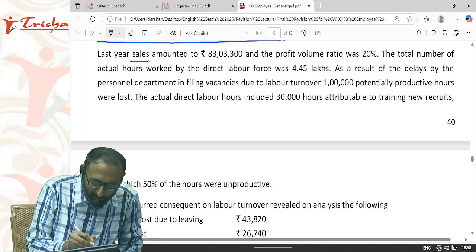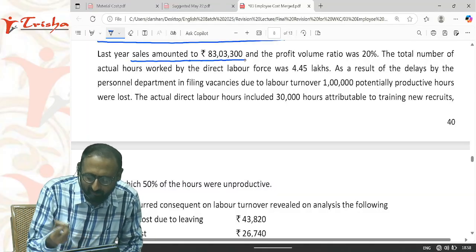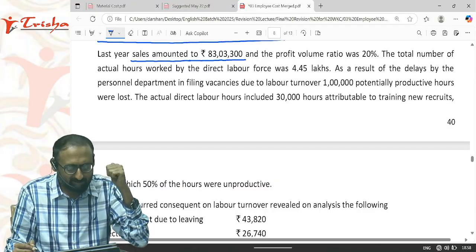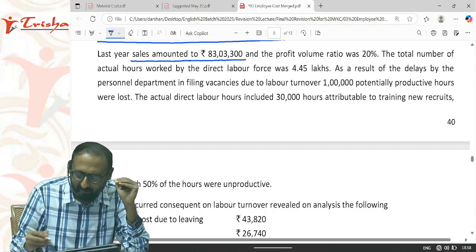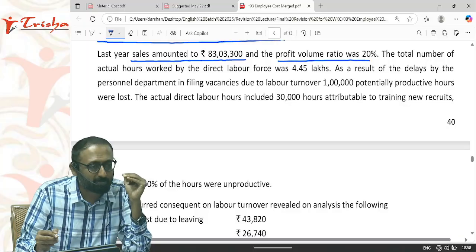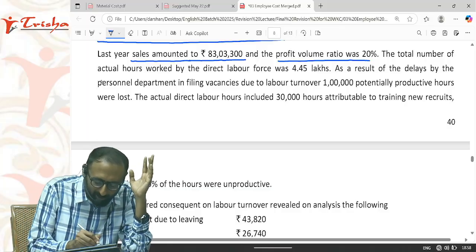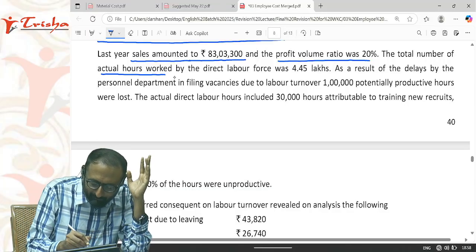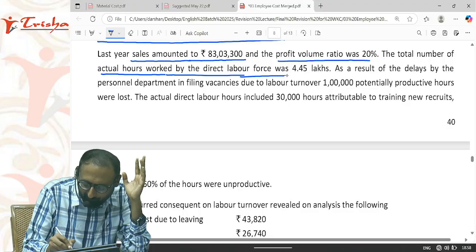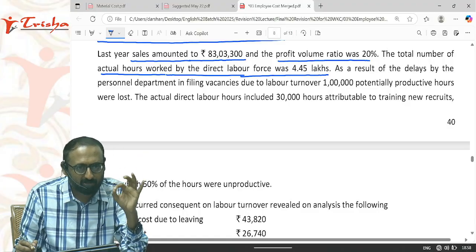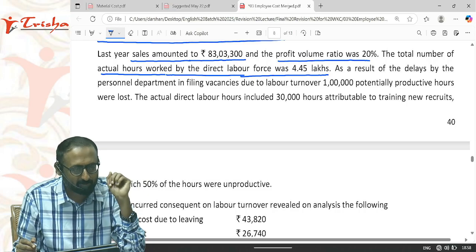Last year sales amounting to 83 lakh 3,300. Profit volume ratio is 20%. PV ratio, you know, gross profit is 20%. Total number of actual hours worked by the direct labor force were 4.45 lakhs. Hours worked last year 4.45 lakhs.